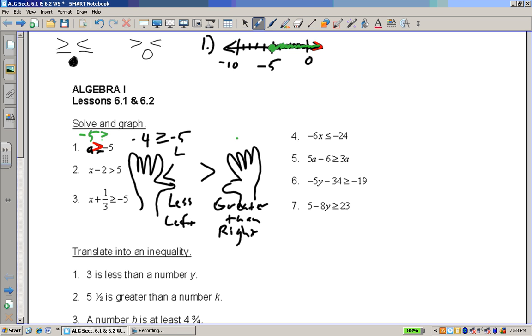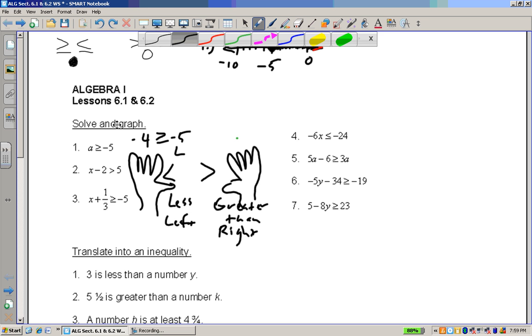-5 is greater than or equal to -5. That's true. -5 is not greater than, but it is equal to. That's why you have the or equal to here. So negative 5 is greater than or equal to negative 5. That's why we fill in the dot there. This is filled in. That means negative 5 works. Everything that is shaded, including the closed dot here, makes this a true statement.